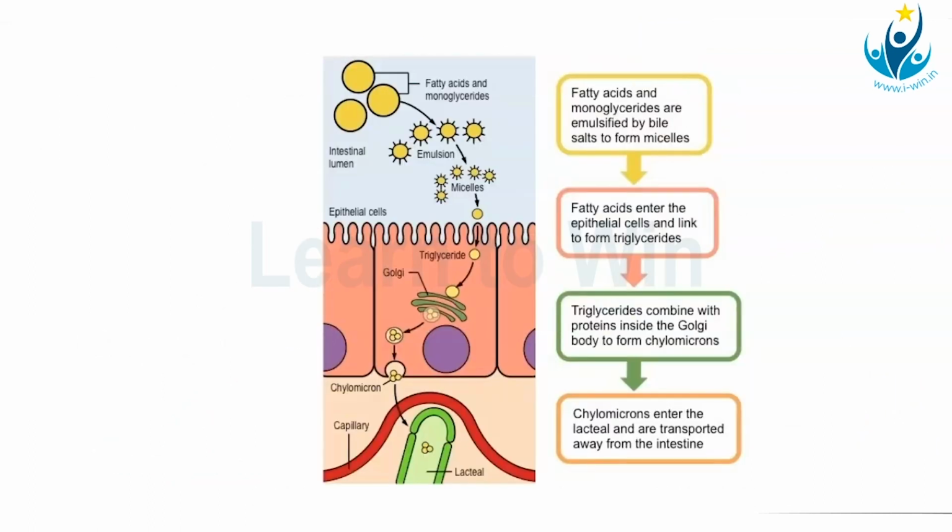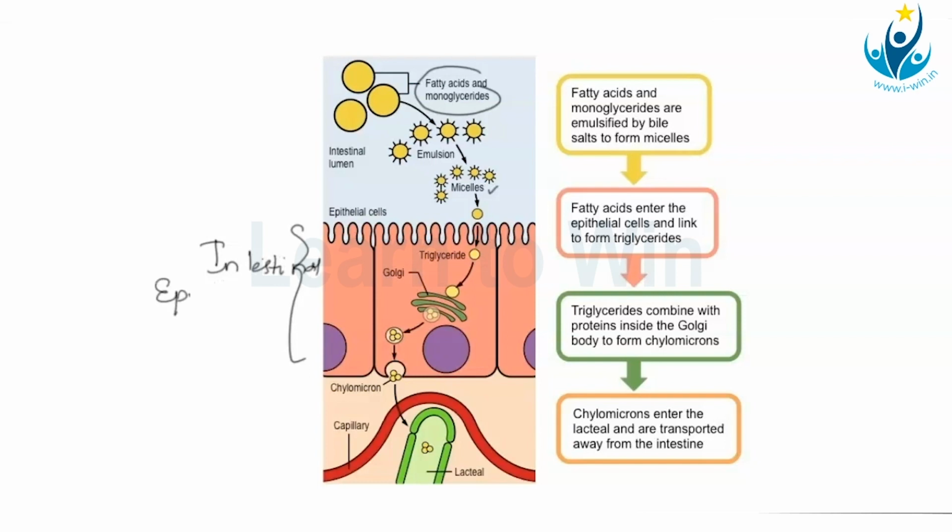In this diagram, we can clearly see the fatty acids and monoglycerides. After emulsification, they formed into micelles which got digested, and they are entering into the intestinal cells of the mucosa of the intestine. So these are the intestinal epithelial cells.